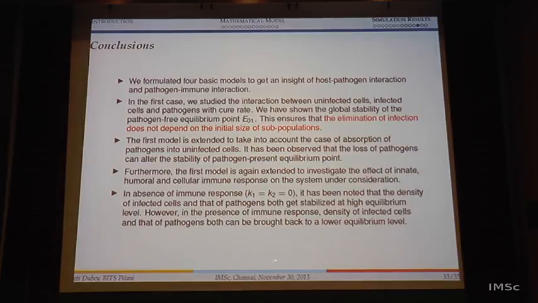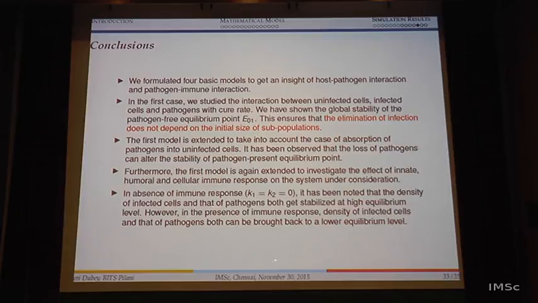Here are the conclusions. We formulated 4 basic models to get an insight into host pathogen interaction and pathogen immune interaction. In the first case we considered interaction between infected cells and pathogen, and then we incorporated the absorption. From the first one we can see that elimination of infection does not depend on the initial size of the population. In the next one, when we incorporated the loss of pathogens, we found that this can alter the stability of the pathogen present equilibrium point.